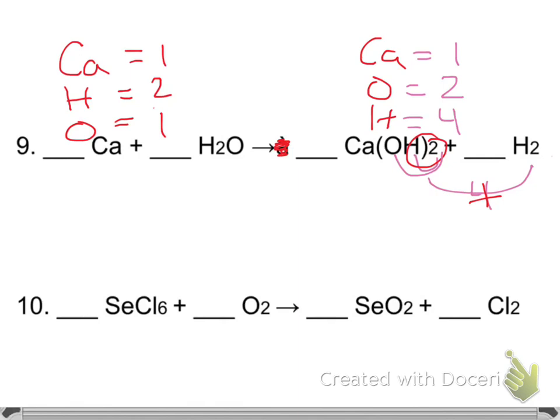So what I'm going to try first is just to put a 2 over here in front of the hydrogen to see if I can increase our numbers. That gives us 1 calcium, 4 hydrogen, and still just 1 oxygen. We need to get 2 oxygens because we have 2 here, so I have to figure out how to do that. When we distribute it, that's how we'll get the 2. Now we have 2. So 1, 4, and 2, 1, 4, and 2, we're balanced.